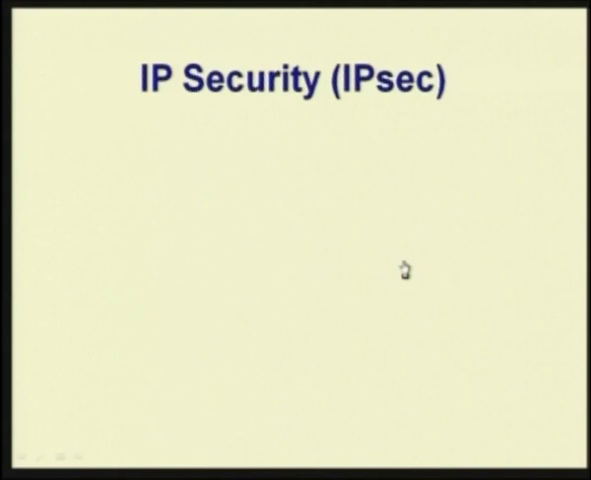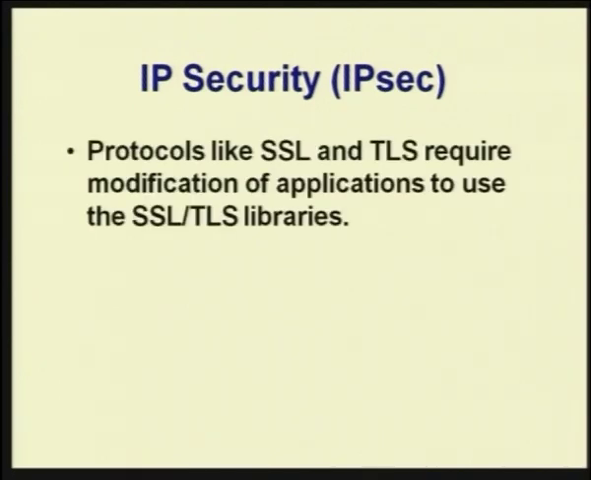Now, coming to the IP level security, that is security at the network layer. So, we have a protocol called the IPsec protocol. Now, the problem with protocols like SSL and TLS is that they require modification of applications to use the SSL TLS libraries, right. As we just said, a different port number has to be used, which automatically means that you will have to change your code if you want to make use of the security provided by the TLS protocol. So, we need to make changes to the application so that they can use the SSL and TLS libraries. Okay.